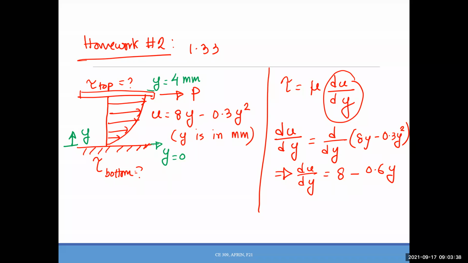Now, one thing on Canvas, most probably I interchanged the answer. For top, I entered the bottom answer, and for the bottom, I entered the top answer. So even if you get the correct answer, maybe you'll see it will tell you it's the wrong answer, but I will fix that today. Okay. So hopefully, if you do the homework this afternoon, you will not have the problem.